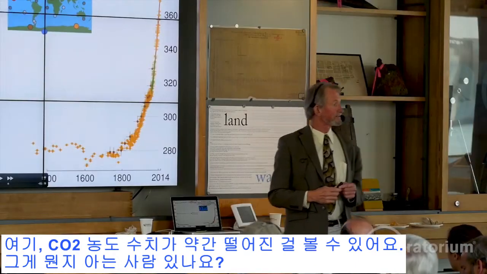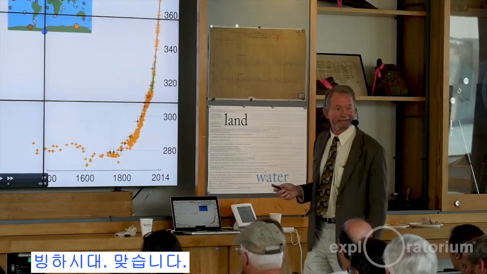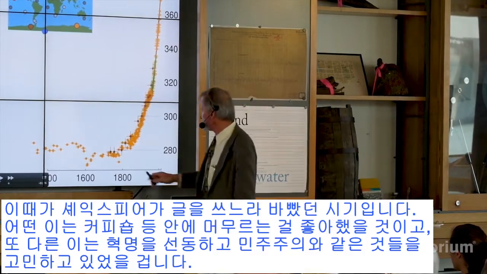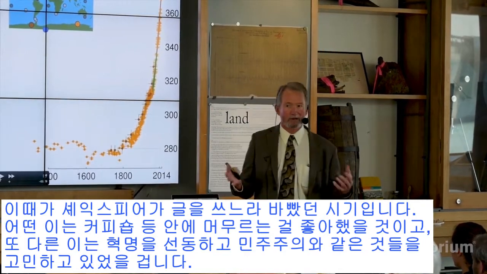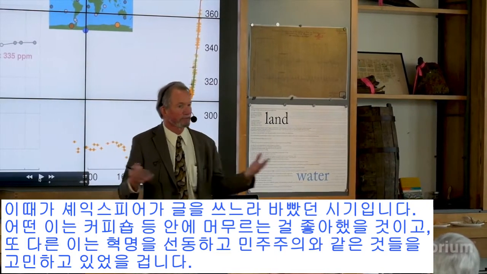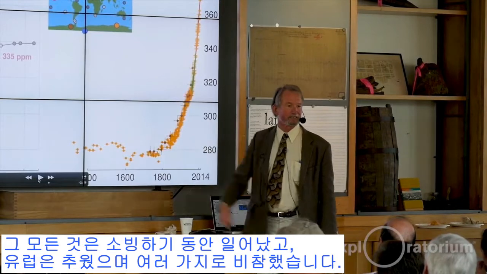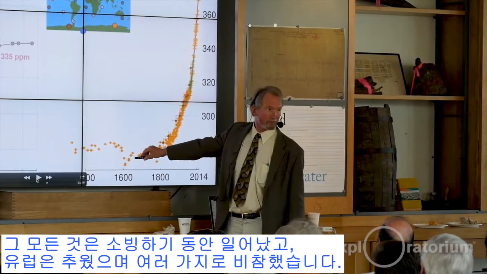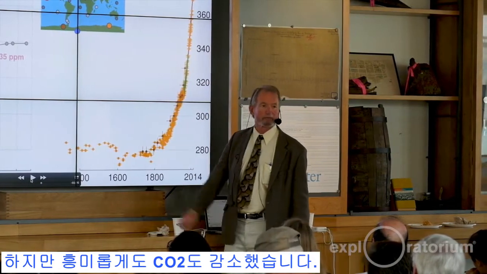Anybody have an idea what that is? Little Ice Age, right? I heard somebody say it. It's the Little Ice Age. This is when Shakespeare was busy writing, and several others. They liked to stay inside. We had coffee houses, so you can stay inside where it's warm, fomenting revolution and creating things like democracy and all of that. All of that was happening during the Little Ice Age, and it was cold in Europe. It was miserable. But interestingly, note that CO2 went down too.